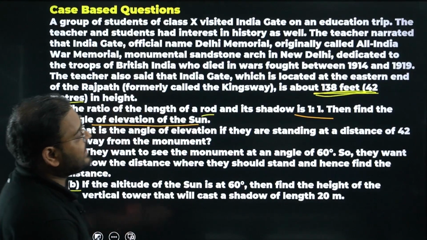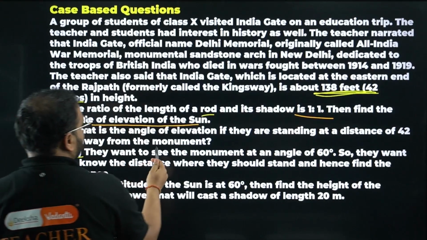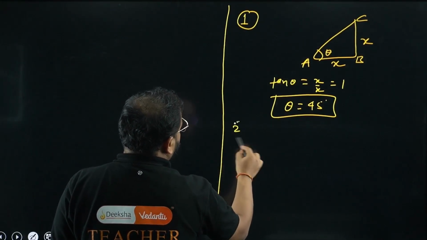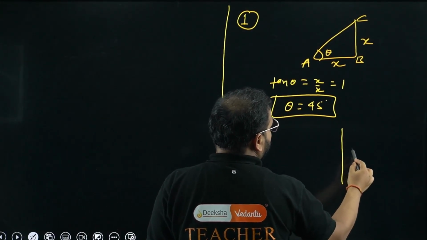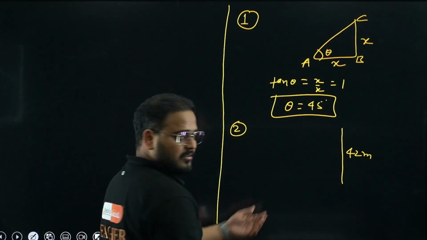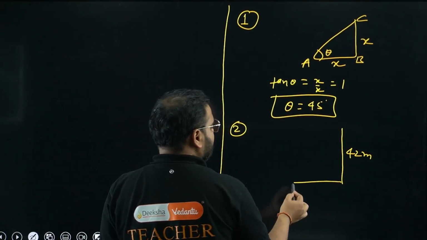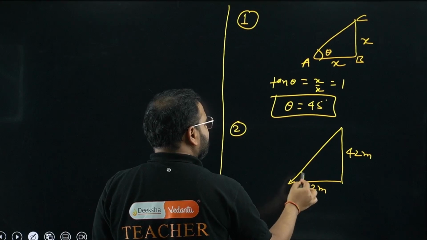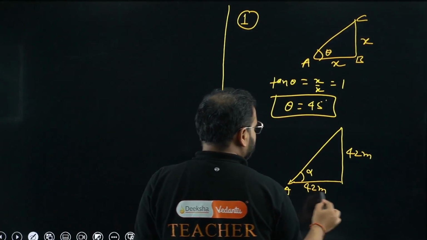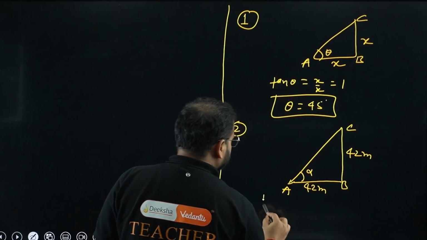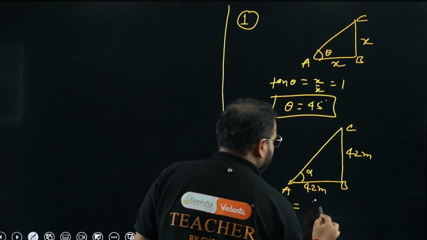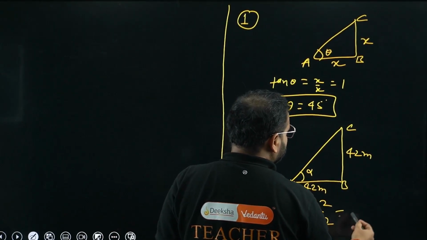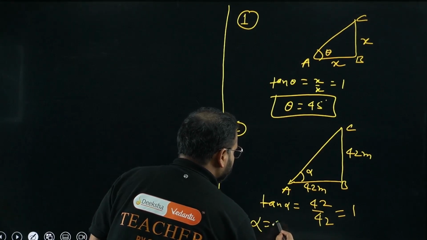What's the angle of elevation if they are standing at a distance of 42 meters away from the monument? Okay, which monument, sir? The monument is India Gate. What is the height given, sir? 42 meters. They are saying that they are standing at a distance of 42 meters away from the monument. They're asking you to find the angle alpha again, which is the angle of elevation. Take this ABC, you'll do the same thing. Tan alpha is nothing but 42 by 42, opposite by adjacent, 1, hence the alpha value is again, sir, 45 degrees.